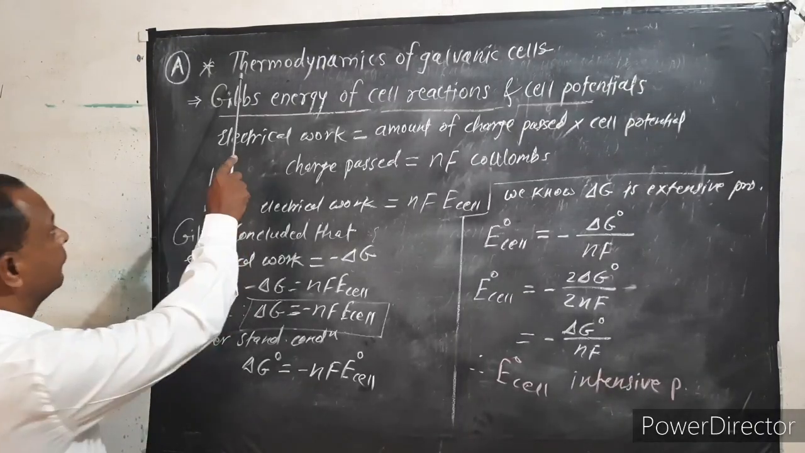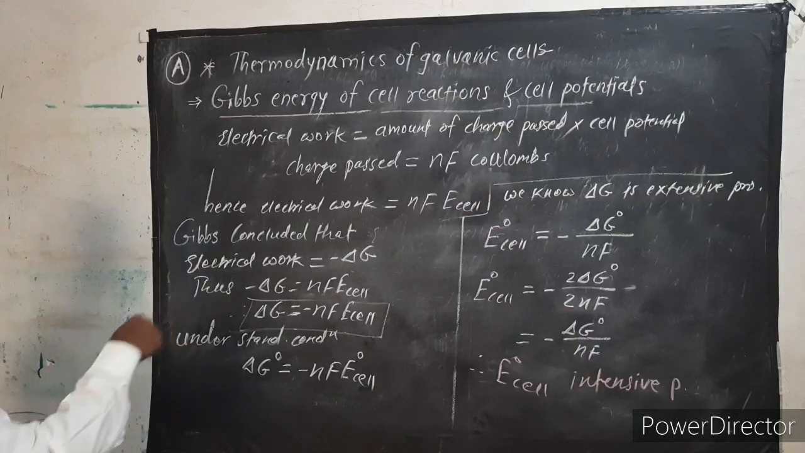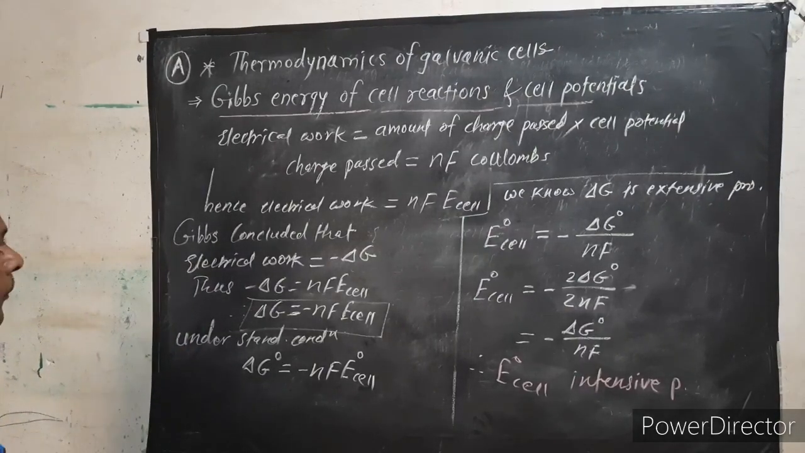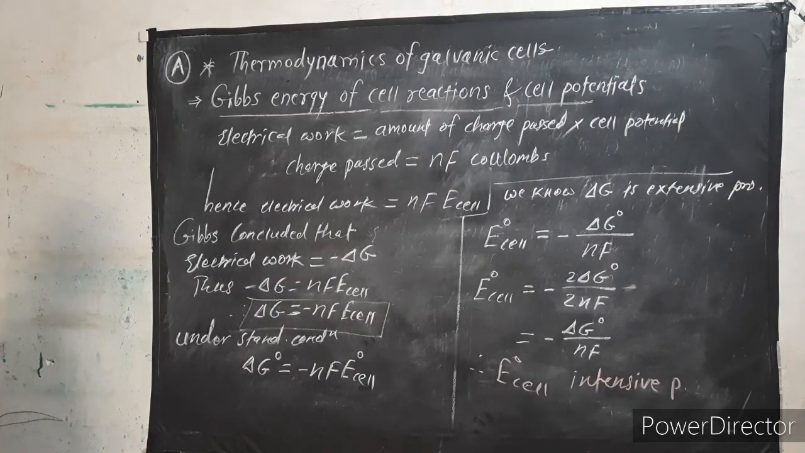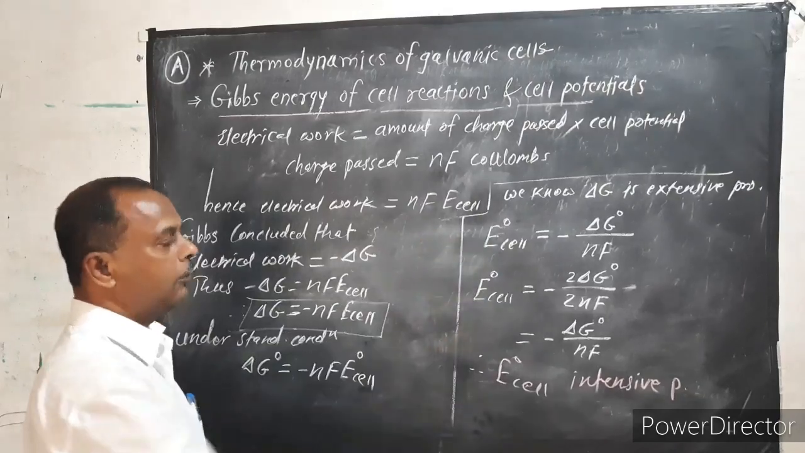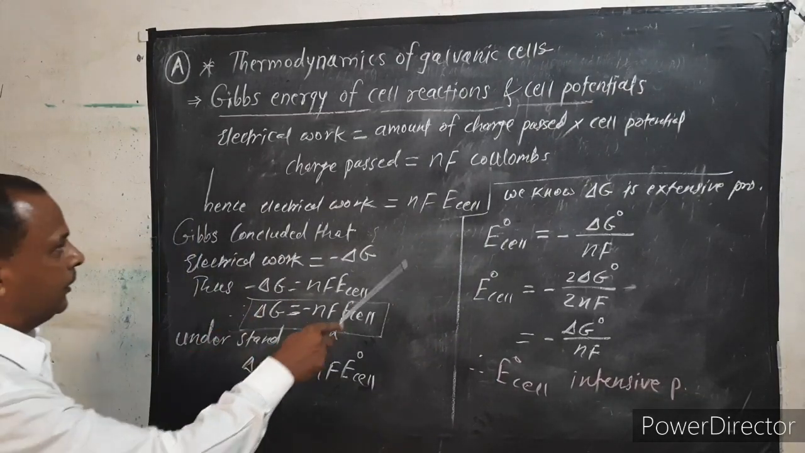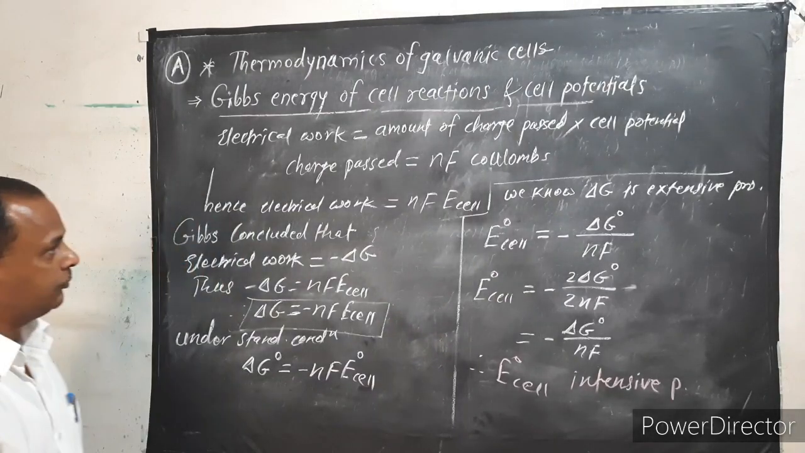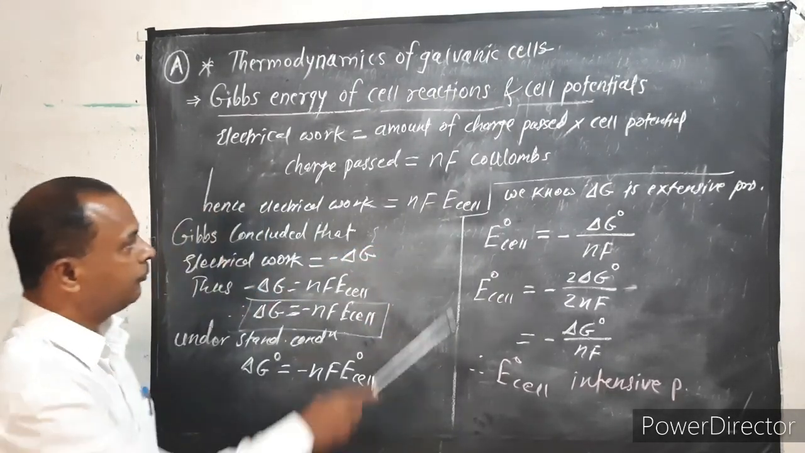Hello friends, we are going to learn thermodynamics of galvanic cells under the headline Gibbs energy of cell reaction and cell potentials. Now in galvanic cells, work done by the cell is equal to the amount of charge passed multiplied by cell potential. But the amount of charge passed is equal to what? n into F.